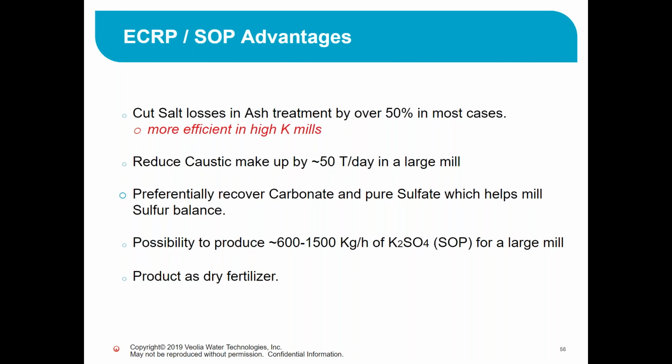On some of these large mills, you'll be about 50 tons a day of caustic makeup. You'll reduce compared to a conventional CRP with an ECRP. Some may be up to 100 tons a day. So it's a very big economics for this.